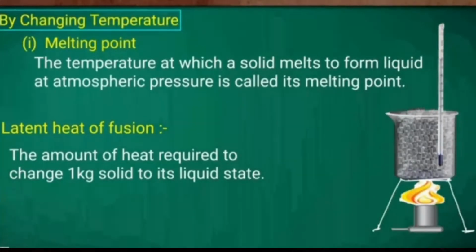Now put a glass rod in the beaker and heat while stirring till the water starts boiling. Then again we record our observation, meaning this water converts into vapor. The temperature at which a solid melts to form liquid at atmospheric pressure is called melting point. And you know the melting point of water is 0 degree centigrade.